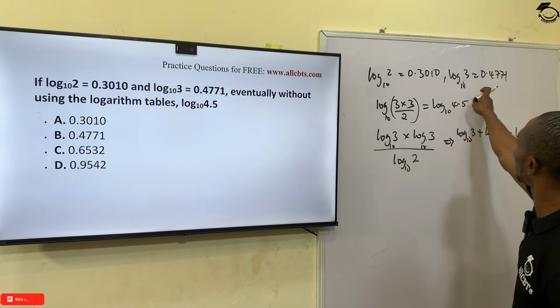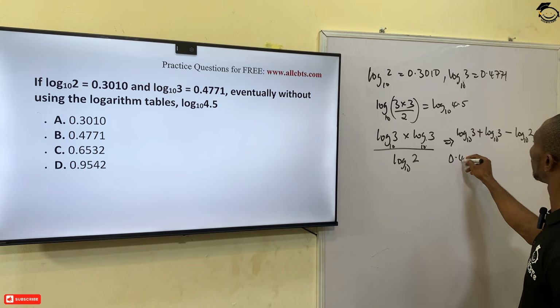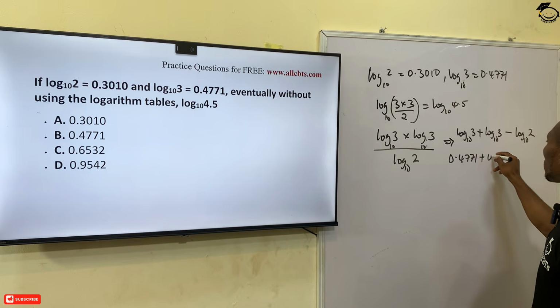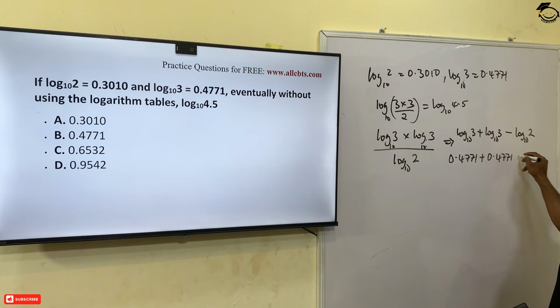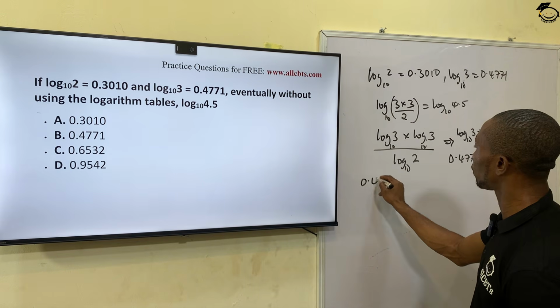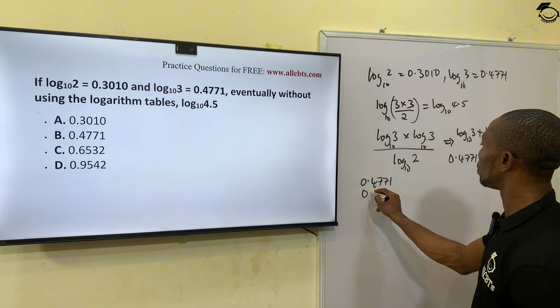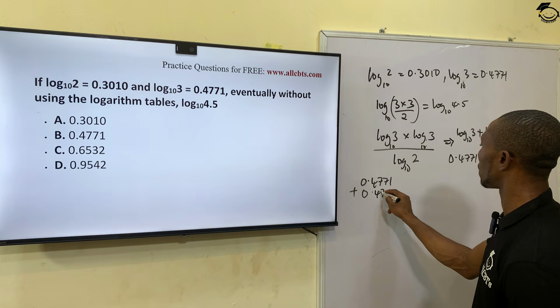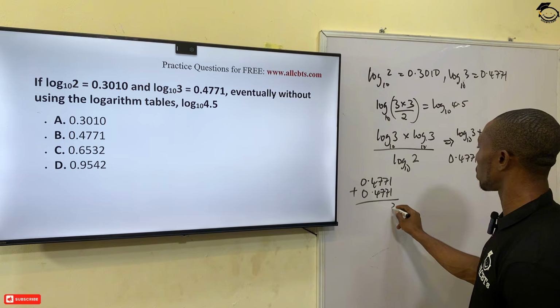And our log 3 base 10 is giving us 0.4771 plus 0.4771 minus 0.3010. Now, adding these two up, we have 0.4771 plus 0.4771. 1 plus 1 will give us 2.